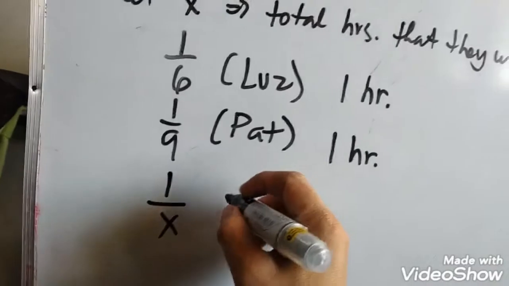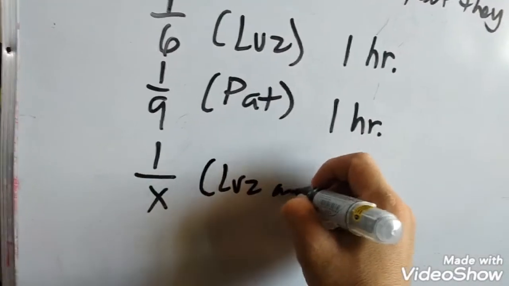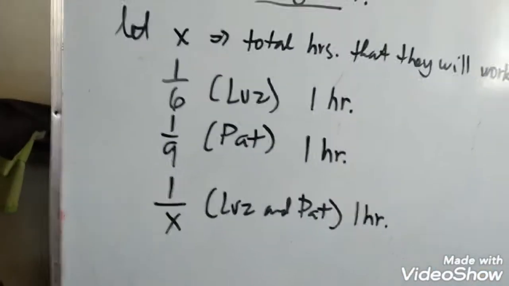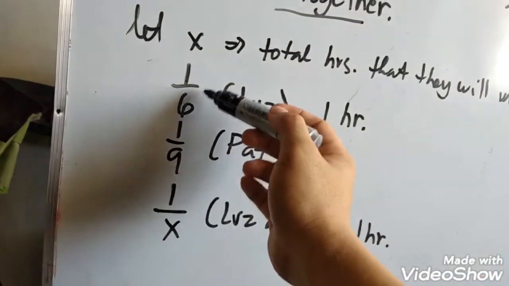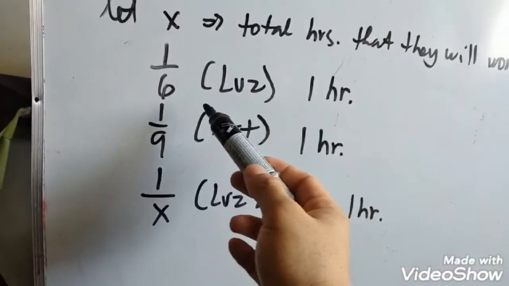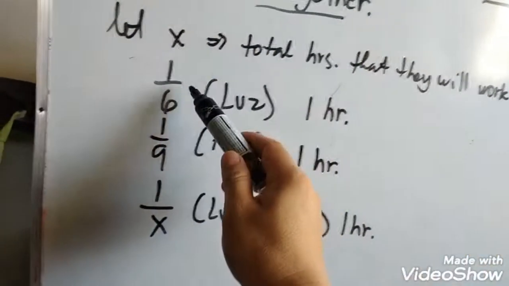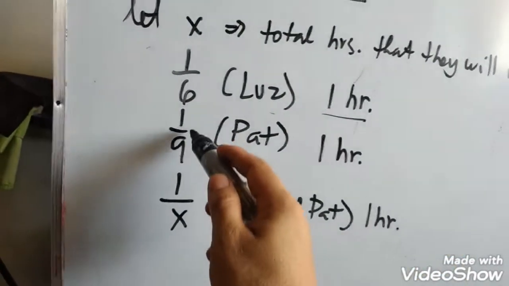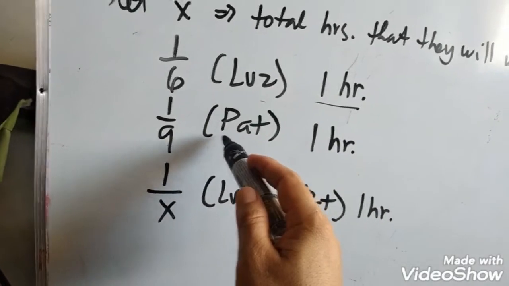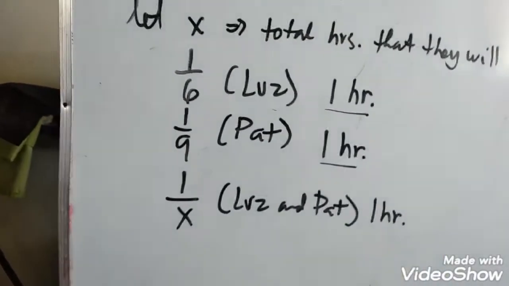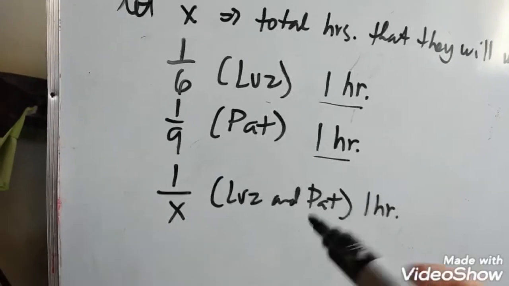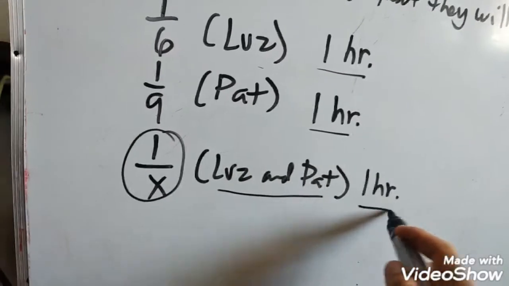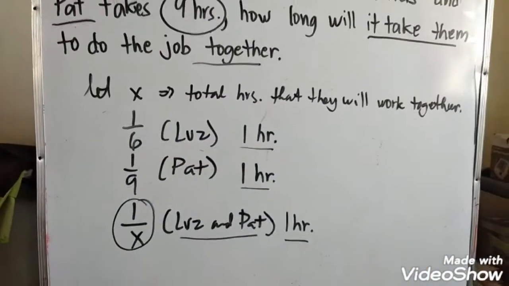Now, if they are going to work together, we can represent that 1 over X, ito yung portion or yung percent na magagawa ni Luz and ni Pat sa loob ng 1 oras. No? Again, we are talking here the percent of the stack of letters if they are going to work. So, 1/6 of the stack of letters kayang gawin ni Luz sa loob ng 1 oras. Samantalang 1/9 naman ng stack of letters ang kayang gawin ni Pat sa loob ng 1 oras. So, pag nagsabay sila, mas marami silang magagawang stack of letters which is 1 over X. No? Good for 1 hour. So, those are our representation.